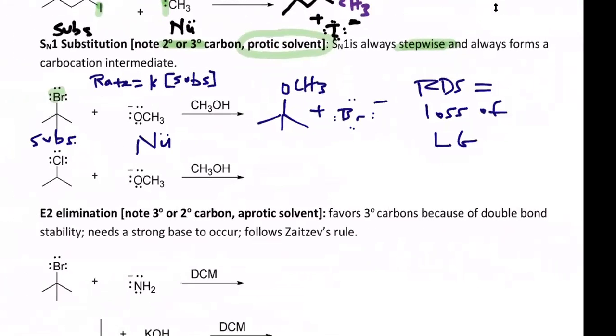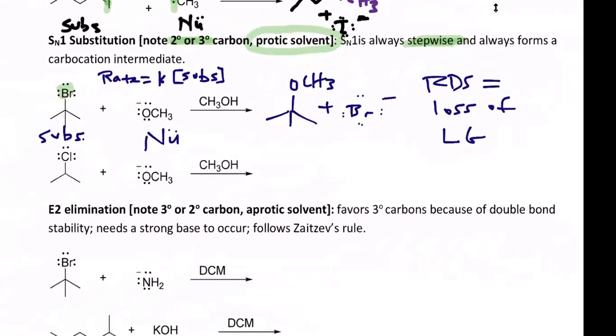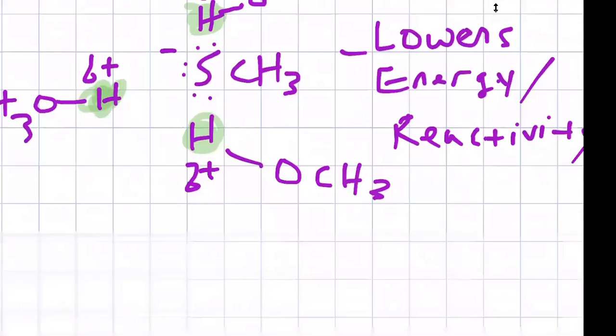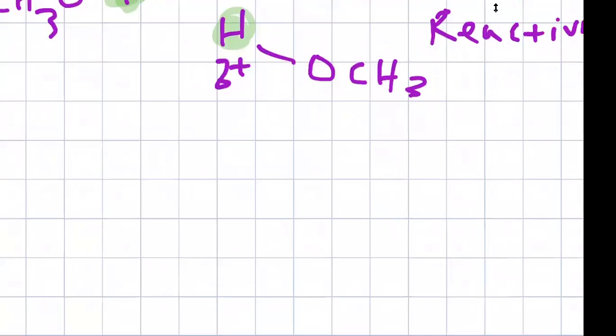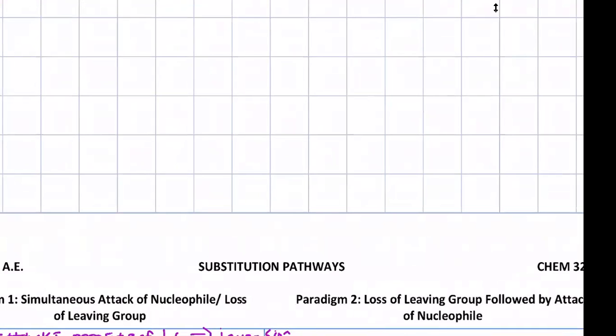And it's stepwise, right? So if you look at the starting material, you can see it's a tertiary carbon. Tertiary substrates are favored, and there's a reason for that. Let's talk about it on the other side, on the other page. Put a page in here. All right, so why do we favor tertiary substrates?